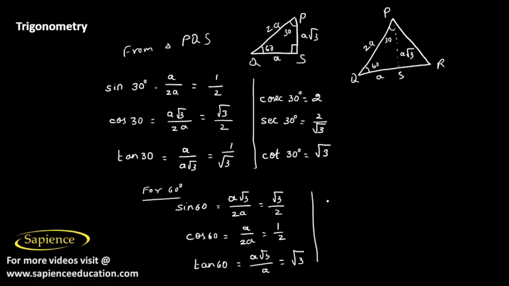And in a similar fashion, we can write cosecant 30 as inverse of sine. Sorry, we are finding for 60. Cosecant 60 will be equal to inverse of sine 60, that will be 2 by root 3. Secant of 60 will be equal to 2, and cot 60 will be equal to 1 by root 3. So we found the values of ratios when the angle is 30 degrees and 60 degrees.